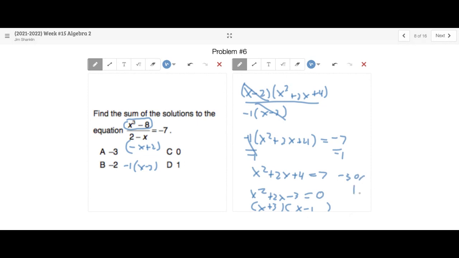Now, find the sum of the solutions. That looks like negative 2, right? If I add those two together.